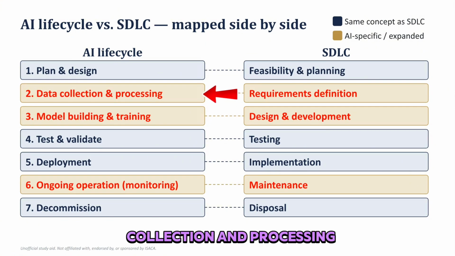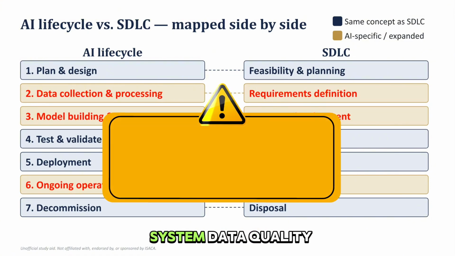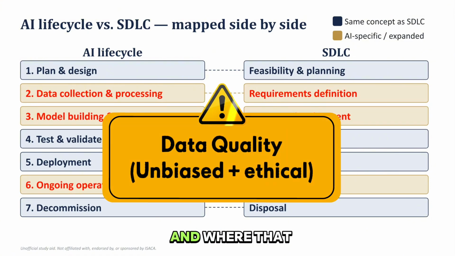Stage 2, data collection and processing, next to requirements definition. This is our first real divergence. In the SDLC, data is just something you use to test the system once it's built. In the AI lifecycle, data is the core system. Data quality, bias, and where that data even came from, that becomes its own audited stage.